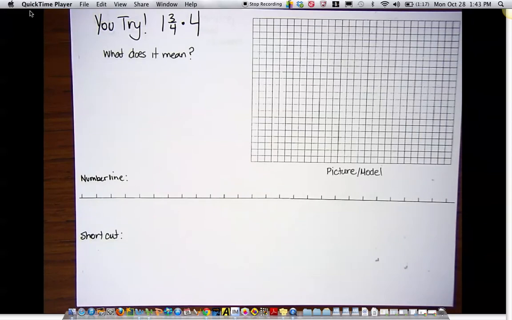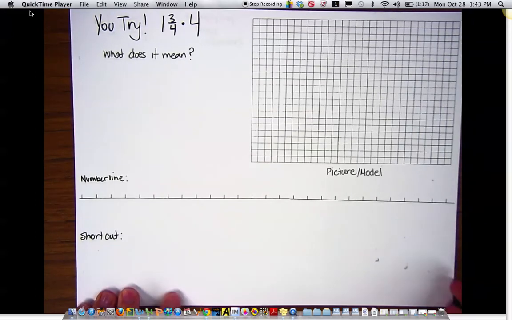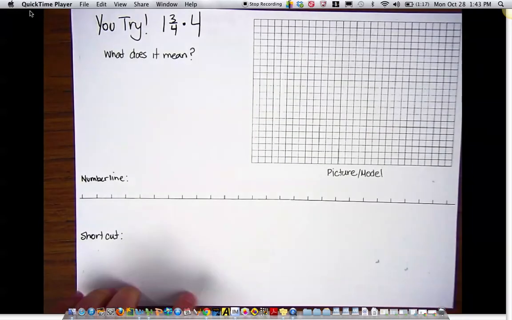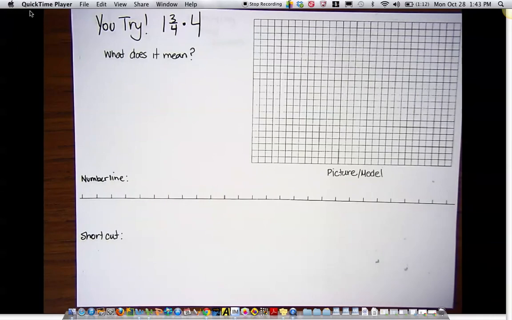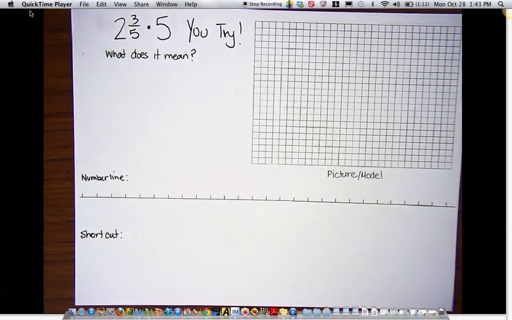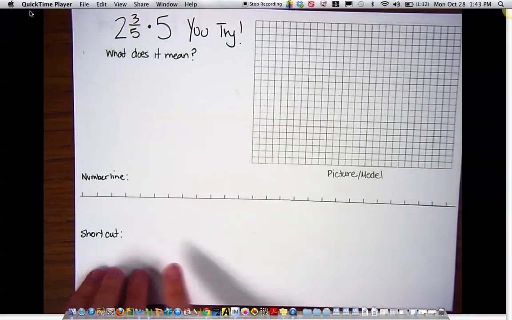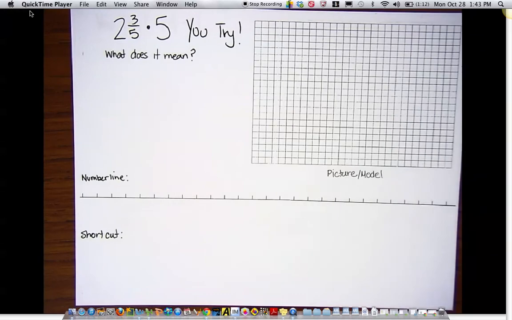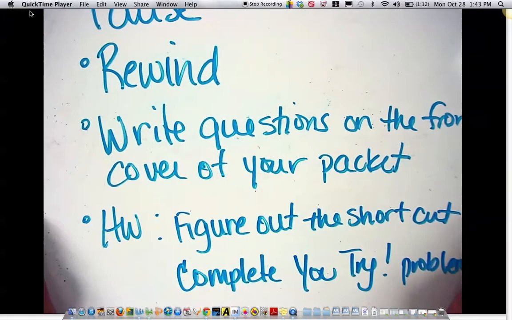All right, it's your turn. You're going to do, not 1 3/4 times 4. Sorry, wrong page. You are going to do 2 3/5 times 5. So go ahead and try that now. Figure out a shortcut for the previous 2 problems. Go ahead and do that now. And remember, pause and rewind if you need to.